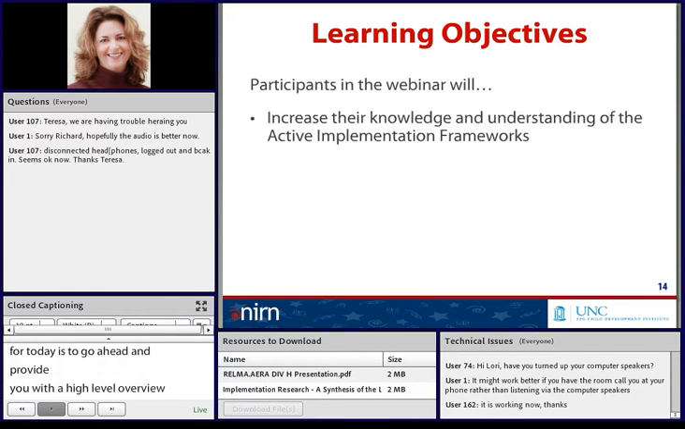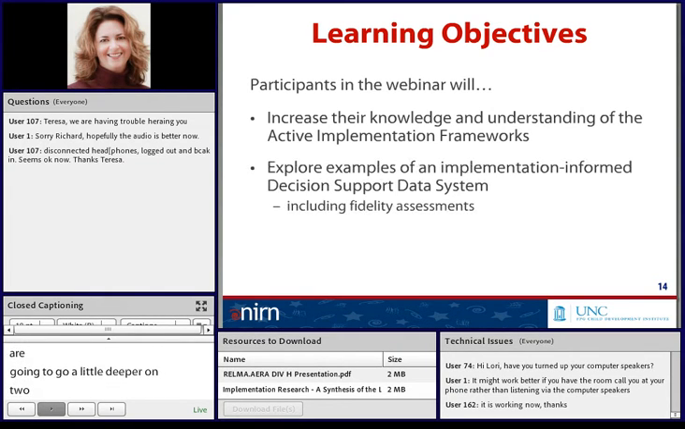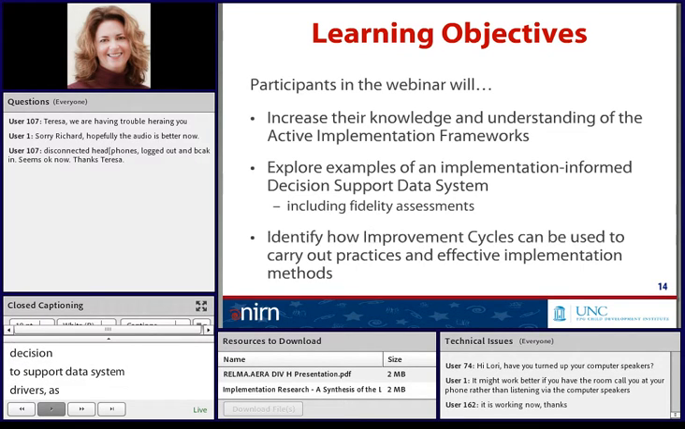the active implementation framework. And we're going to go a little bit deeper on two of the frameworks, and that is going to be the implementation drivers, specifically looking at the decision support data system driver, as well as the use of improvement cycles, specifically looking at usability testing.